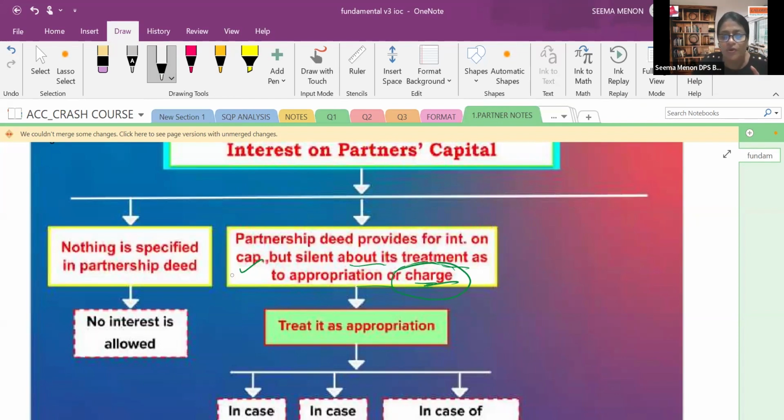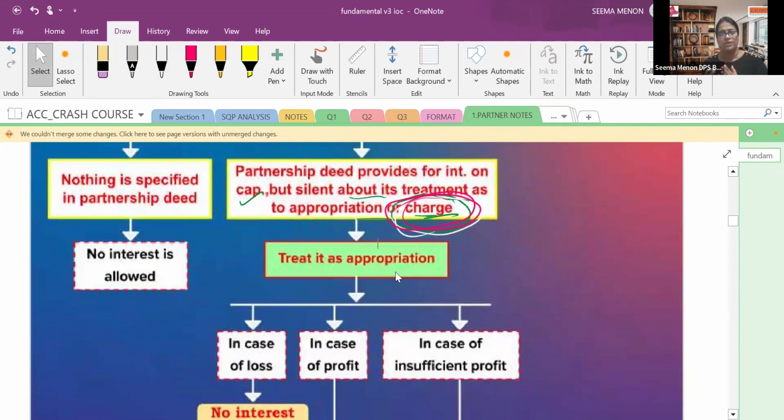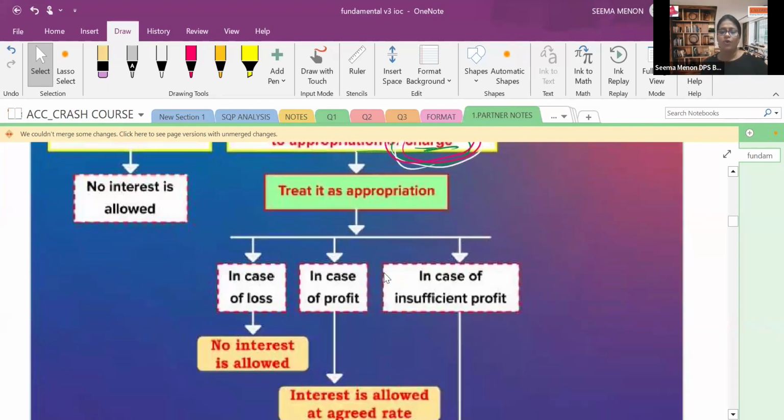What will you do? You will always charge the depreciation, charge the interest on capital from where? From the profit. You have to give the interest on capital from the profit. So it is written below, treat it as appropriation from the profit. It is given in the deed, nothing is mentioned, the word charge is not there, so always treat it as an appropriation. Now, what do you mean by appropriation?